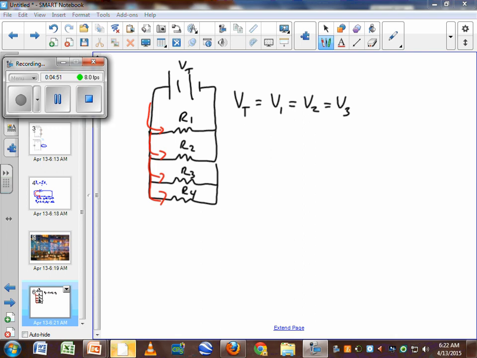But if you add another lane and another lane, you actually decrease the resistance to those cars traveling. So here you've decreased the resistance to electrons traveling, or to the current traveling.